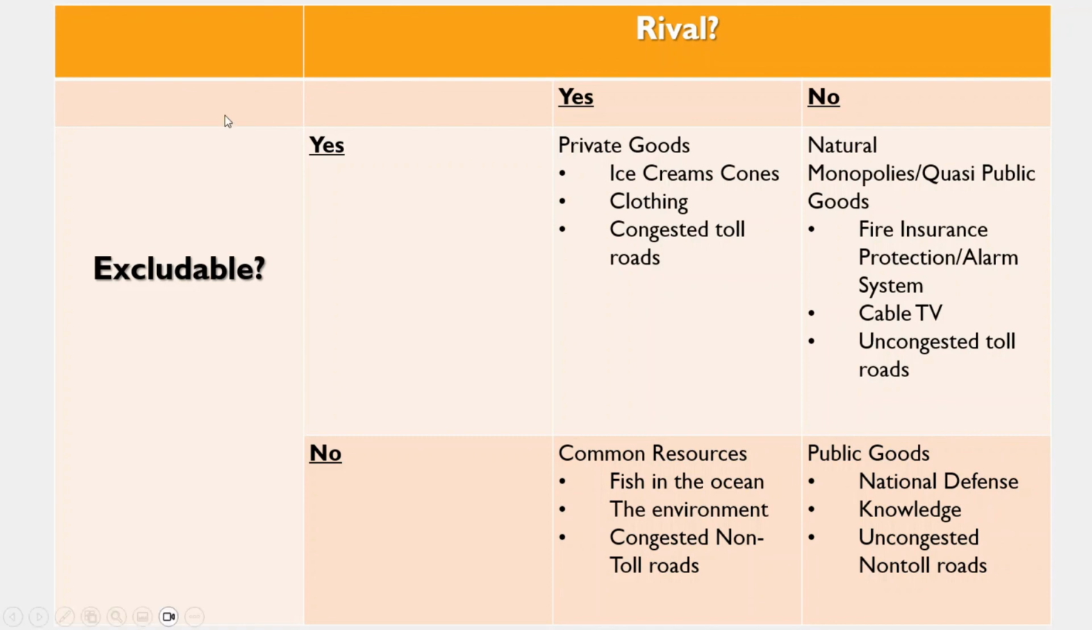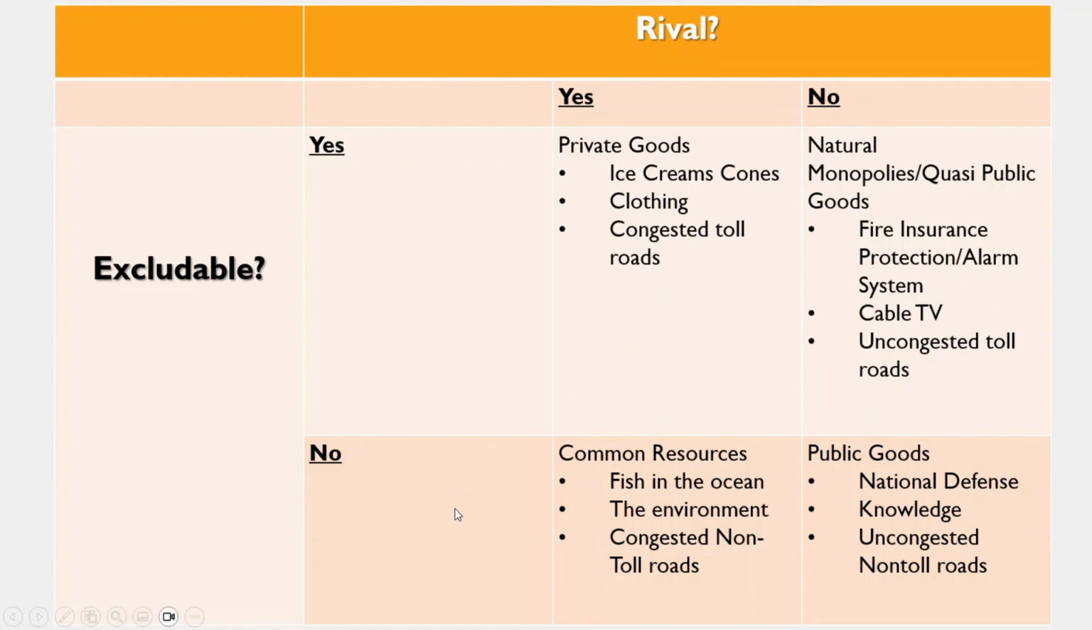The first one we have is excludable goods. These are excludable, you have to pay for them, and they're rivalrous. When I get an ice cream, I pay for it, and there's less ice cream for everybody else. That's a private good. It's excludable and rivalrous. The next excludable one is a natural monopoly or quasi-public good. It is excludable, like fire insurance or cable TV. I have to pay for it. But by me getting cable TV, it does not affect you getting it. It's non-rivalrous.